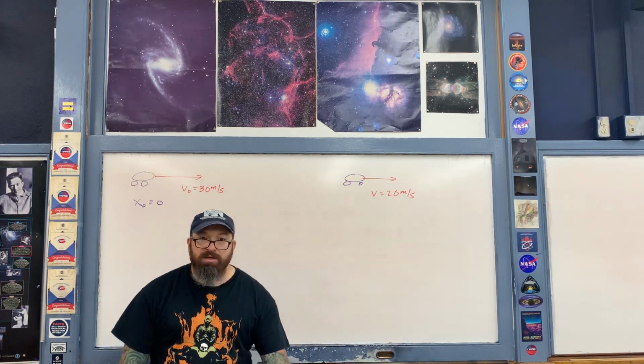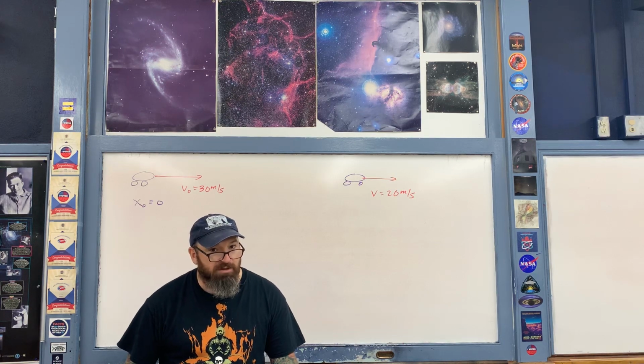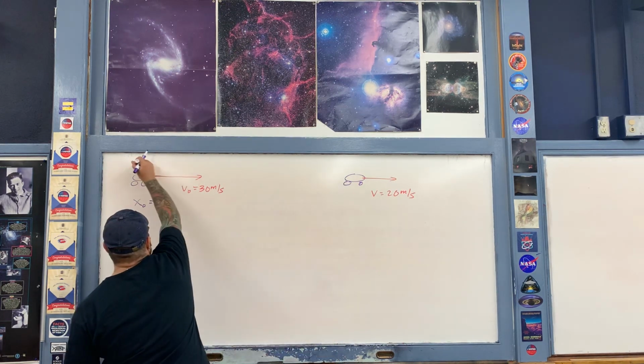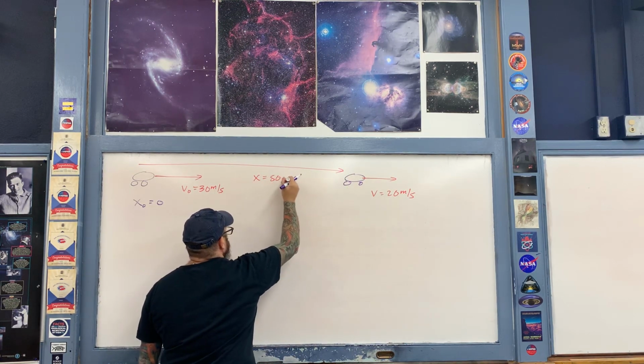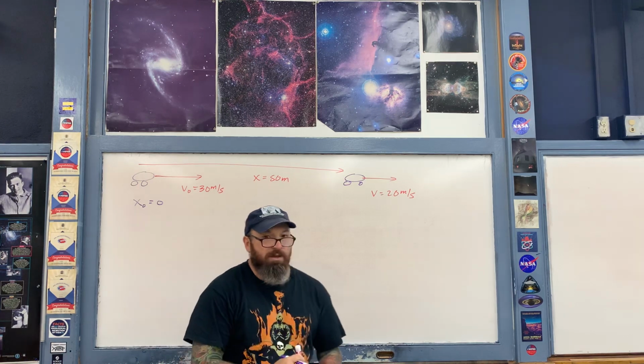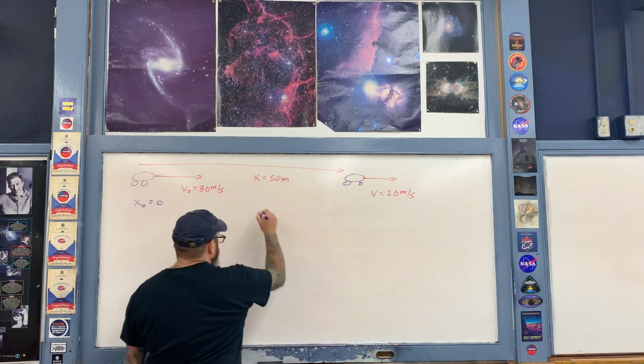Okay, and then we're given the displacement here as 50 meters. That's the magnitude of the final position vector of the car. That's the distance traveled. So right here is the final position vector with a magnitude of 50 meters. Okay, now we have two unknowns, the acceleration and the time.